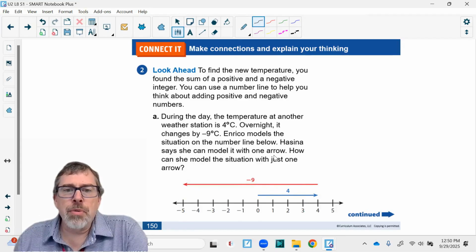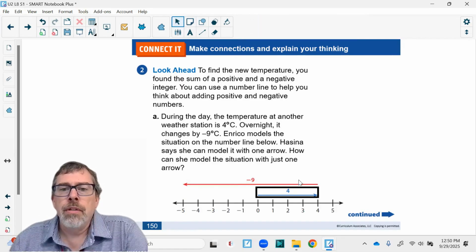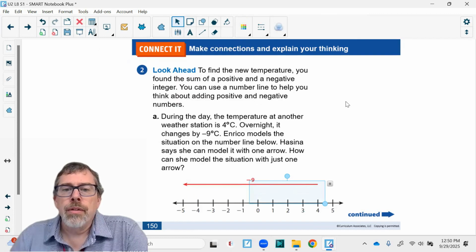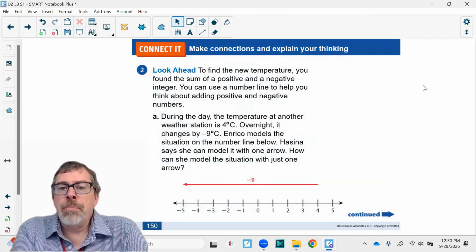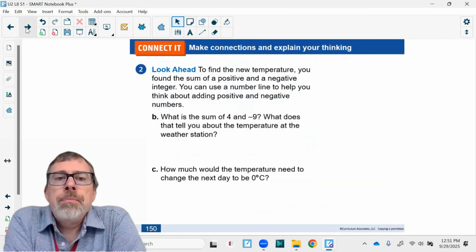Hasina says she can model it with 1 arrow. How can she model this situation with just 1 arrow? Okay. I guess what you could do is just not write the first arrow that tells us to go to the right 4. So if I do this, perhaps that's what they mean. Start at the temperature we're at, 4, and go left 9.